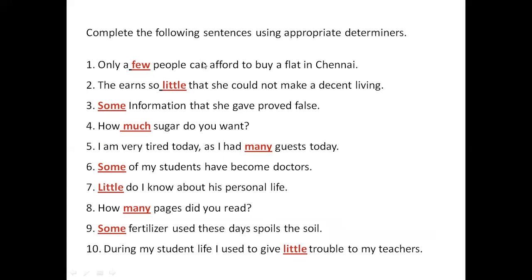Only a few people can afford to buy a flat in Chennai. They earned so little that she could not make a decent living. Some information that she gave proved false. How much sugar do you want? So these are all types of determiners.